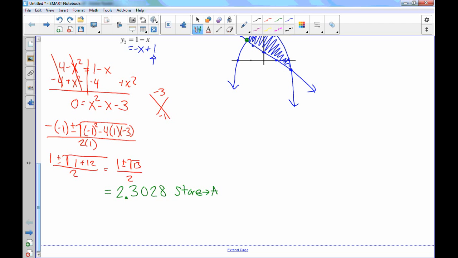If you're doing all of that in one section of your calculator, you need to put parentheses around the numerator before you divide by 2. So 1 minus root 3, make sure all that's in parentheses before you divide by 2.